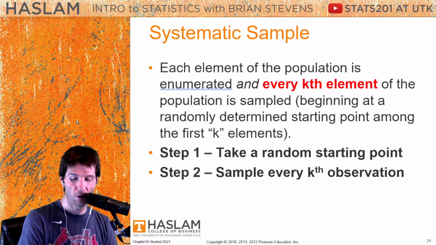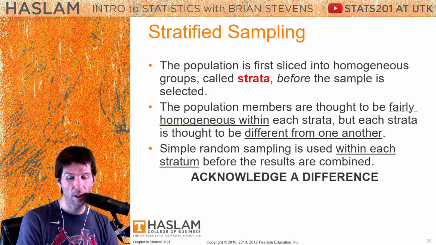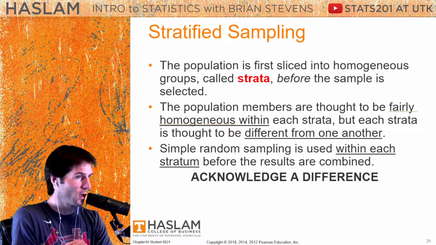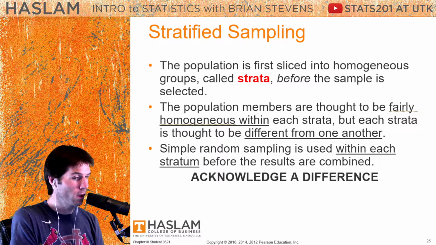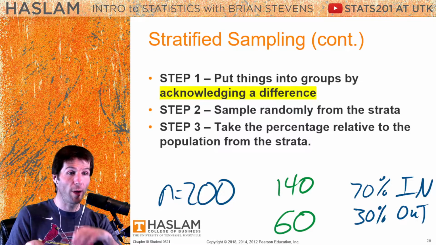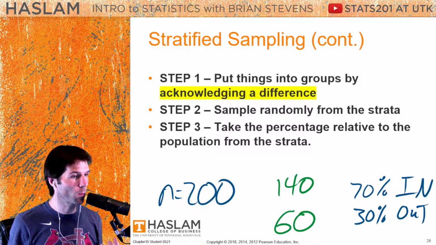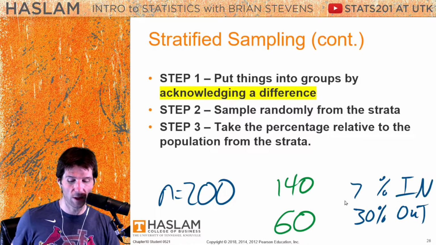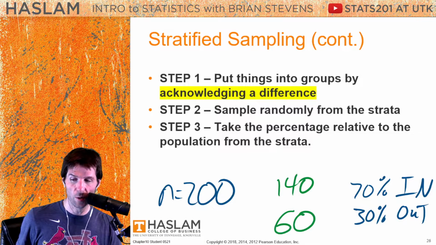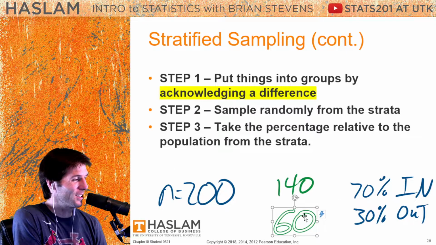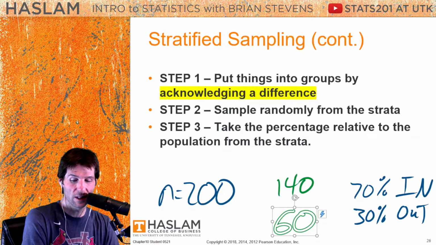Next is where people get confused. Don't worry, it happens. When we get to stratified, the big thing to know is we are acknowledging a difference. When we acknowledge a difference, we'll be putting things into groups based on this difference, like in-state students or out-of-state students. Then we will sample randomly from those groups, and we will take a percentage relative to those group sizes. 70% of students are in-state. We want to sample 200 students, so we will sample here 140 students who are in-state and 60 students who are out-of-state because that's relative to the size.